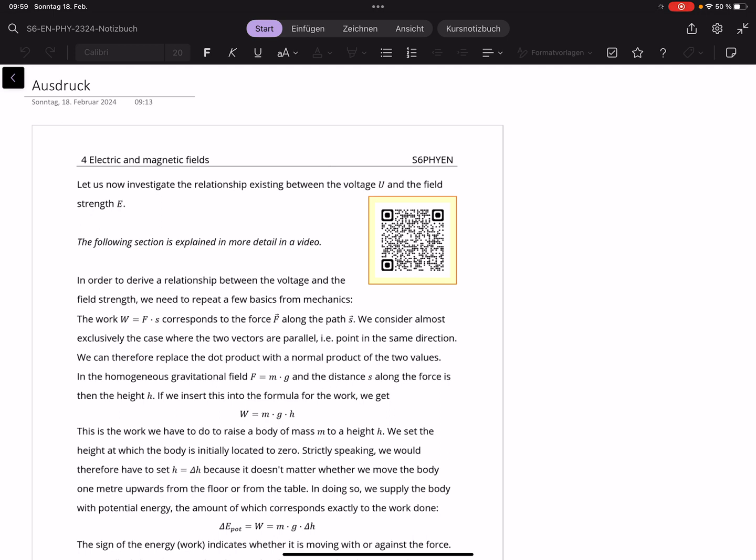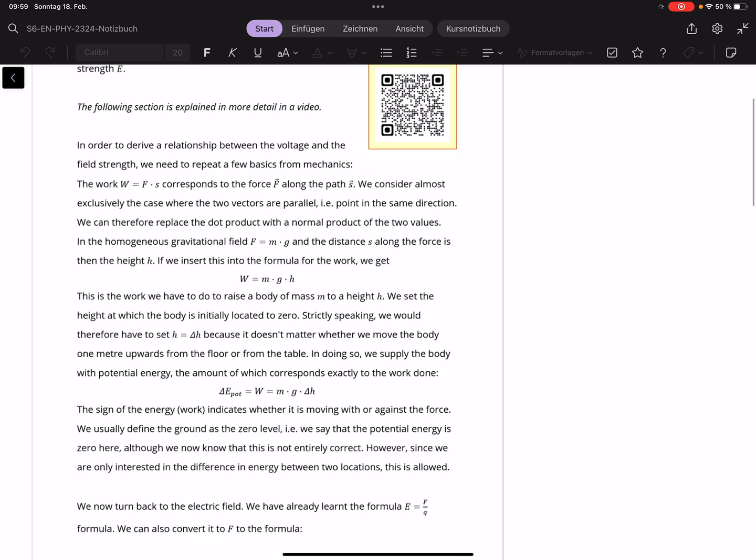So what we want to do now is look a bit closer at the relationship between the voltage and the field strength, as we haven't got any formal relationship between these two quantities. Now, in order to do that, we need to go a bit back in our topic to mechanics and what we've done there before.